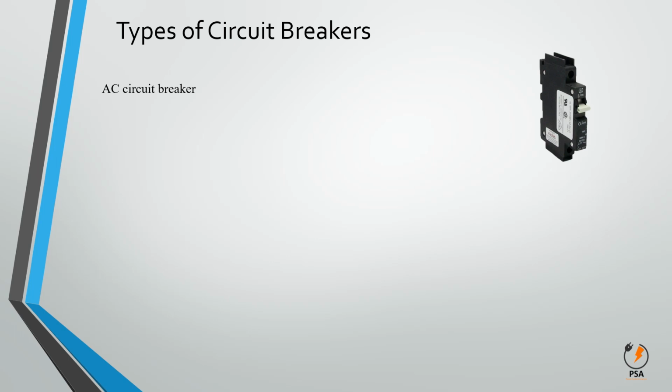AC circuit breaker. An AC circuit breaker is a safety switch that is usually built into your home's electrical system. It looks like a switch that helps cut off the flow of electricity to any component or device that consumes a lot of power.